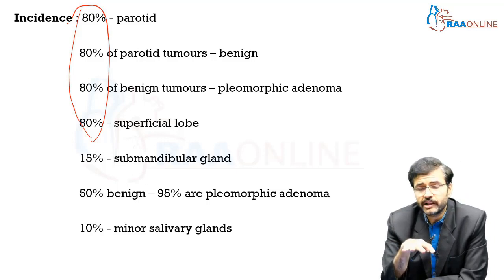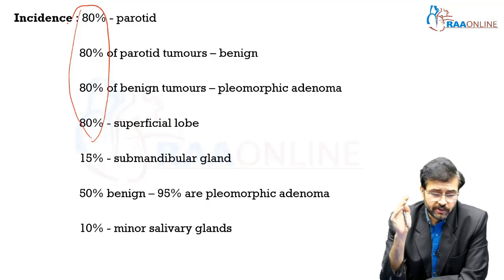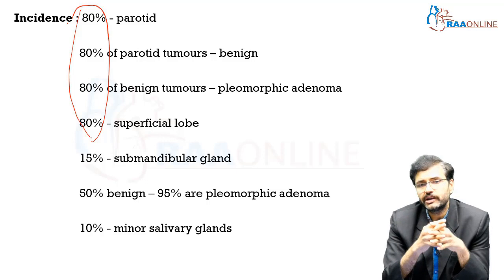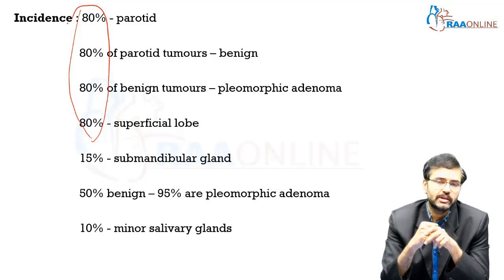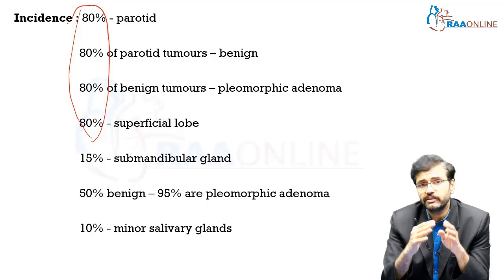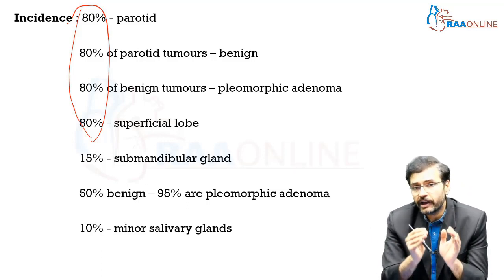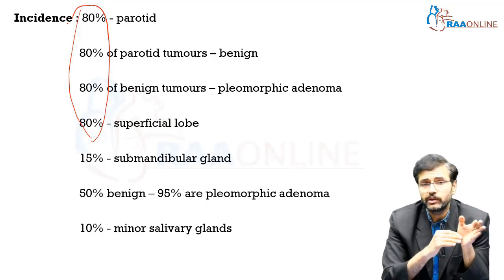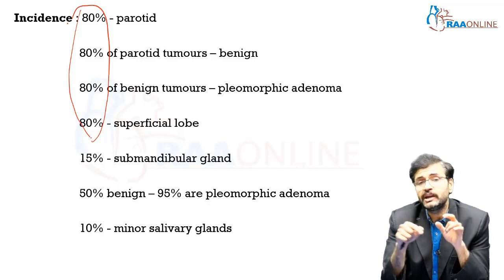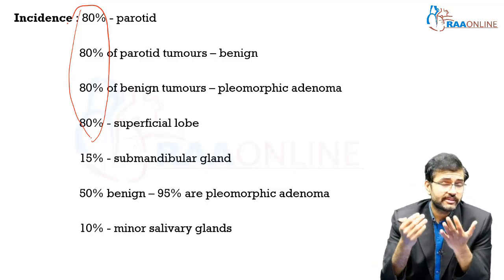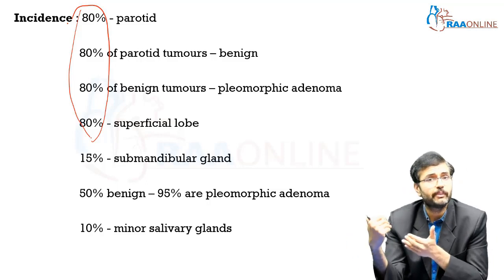So, minor salivary glands contribute to 10% of total salivary gland tumors. Now, an interesting fact to be noted is that the lesser the size of the salivary gland, the more is the chance of malignancy. The chance of malignancy is the highest in the sublingual gland, whereas it is the lowest in the parotid. So, the size of the gland is inversely proportional to the chance of malignancy. The larger the size of the gland, the lesser is the chance of developing a malignancy.